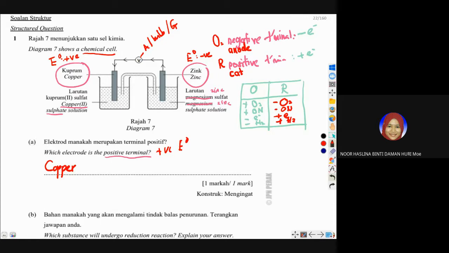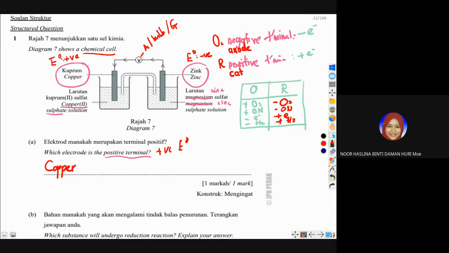Okay. So, which one is the inert positive? It will become positive terminal. Which one is inert negative? It will become the negative terminal. So, negative terminal for the chemical cell, okay, the name is anode, and the positive terminal is cathode.